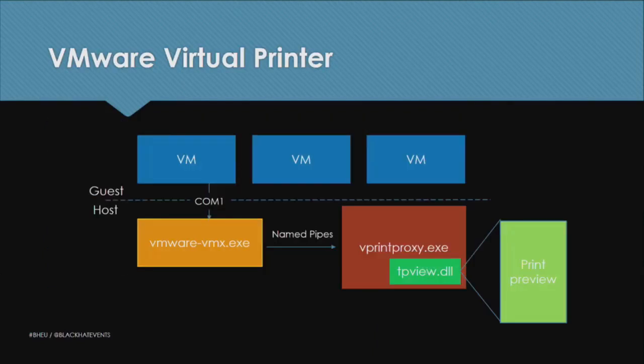The architecture is like this. Guest virtual machine writes data to COM1 to VMware vmx.exe on the host. Then vmx.exe will communicate with vprintproxy.exe by named pipes. vprintproxy.exe gets the content and loads tpview.dll to do the print preview job.